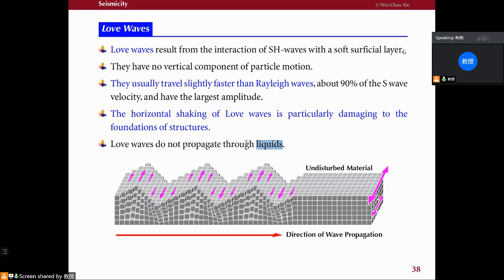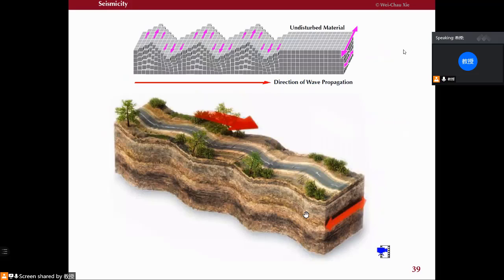Okay, so here if this is the direction of wave propagation, the particle moves in the horizontal direction, and the amplitude decreases with the depth. Okay, and this figure shows the displacement of the ground. Okay, now I will show you a simulation.